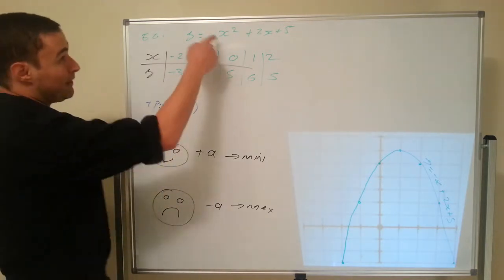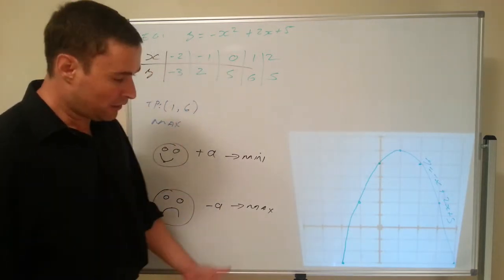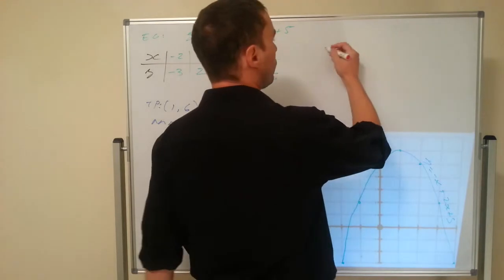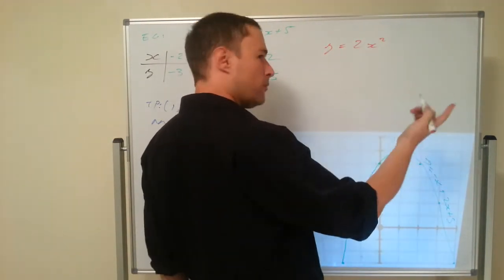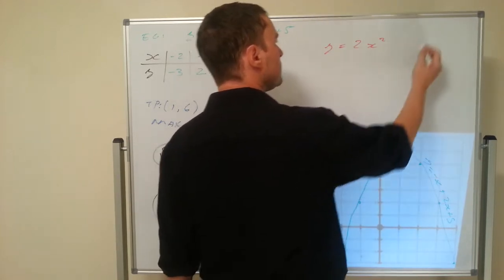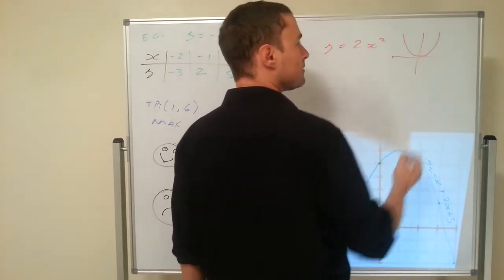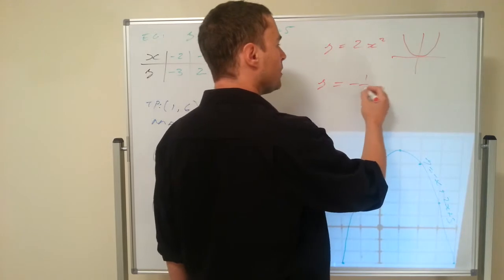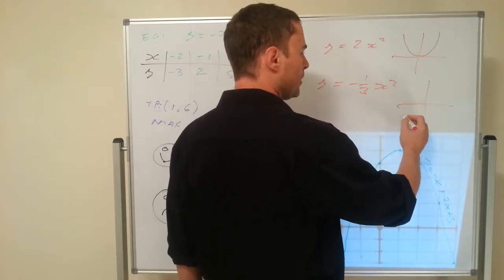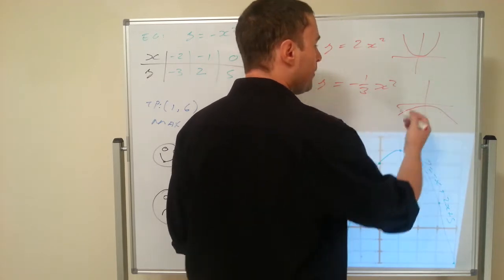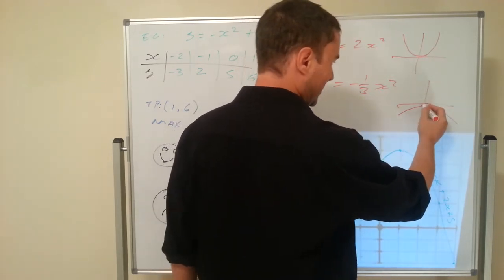So positive graphs, if a is positive. So if I said to you, okay, well, fantastic. What about y equals 2x squared? Well, is that a positive or a happy graph? Just quick guess at this. Well, a is positive, so 2x squared looks like that. y equals negative 1/3 x squared. Well, it's a negative a, so negative 1/3 x squared will look like this. And let's touch the x-axis and down.